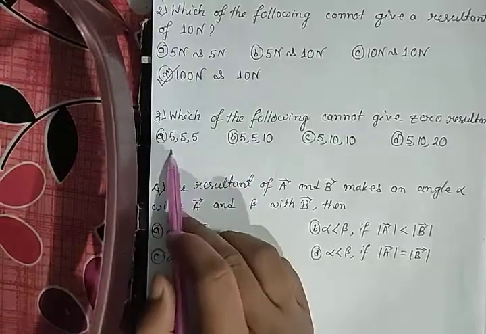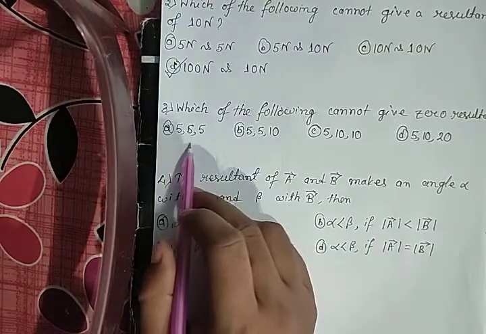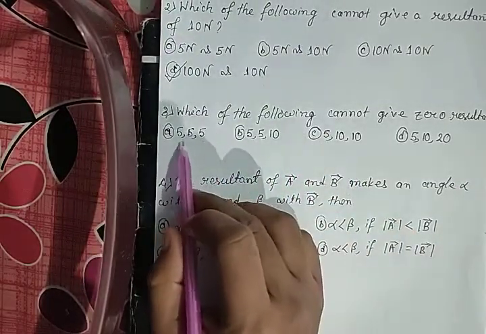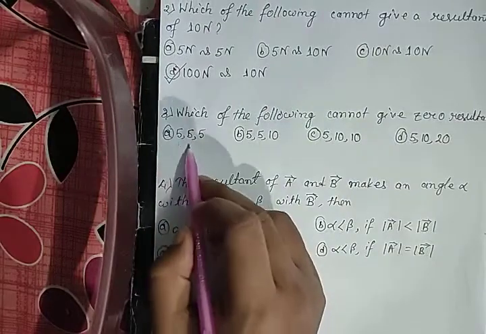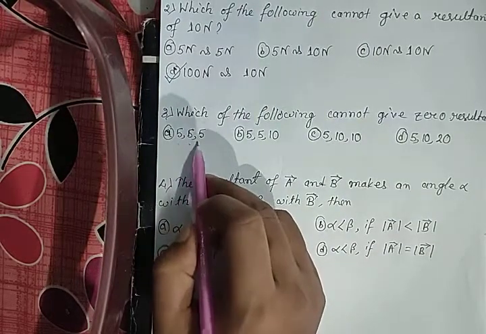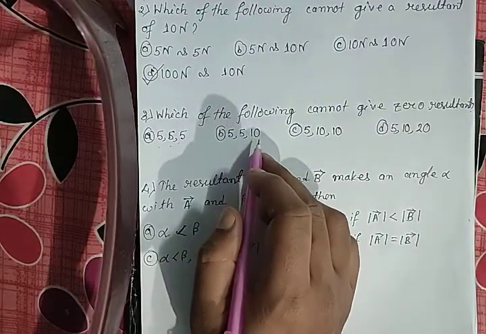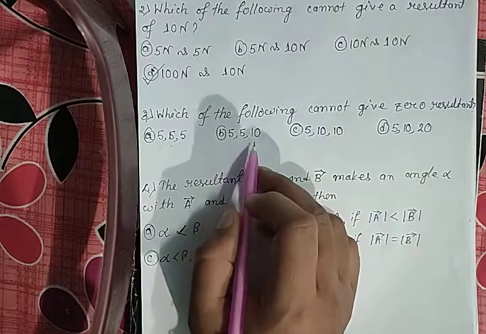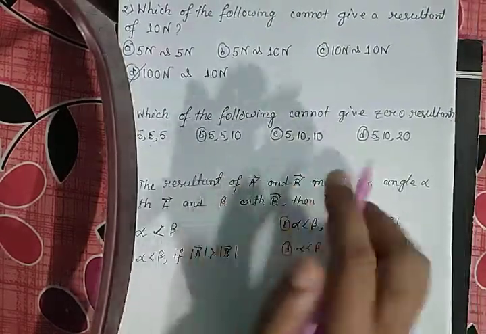The first one is 5 5 5. You can arrange them in a triangular shape; it will be an equilateral triangle. Or let us check another way: we check whether the sum of any two arms is greater than the third arm. 5 plus 5 is 10, and 10 is greater than 5. For the next, 5 plus 5 is 10, and the third arm is also 10. So the sum of these two arms is equal to the third arm, and you can arrange them in a triangular shape also.